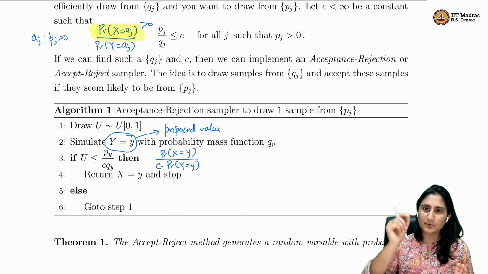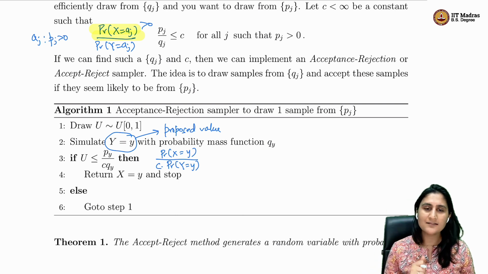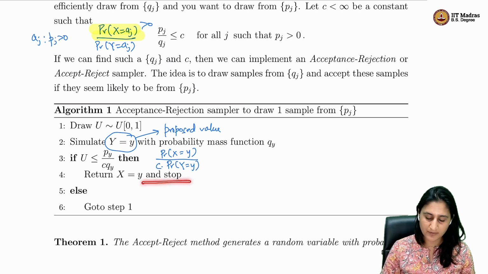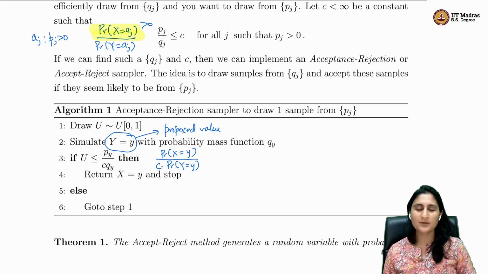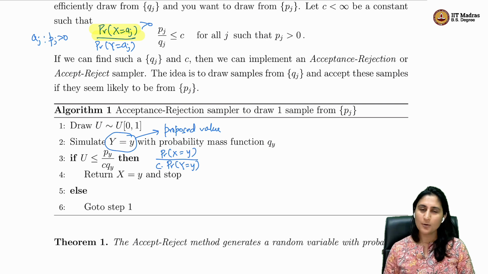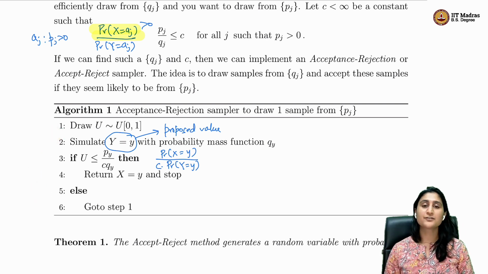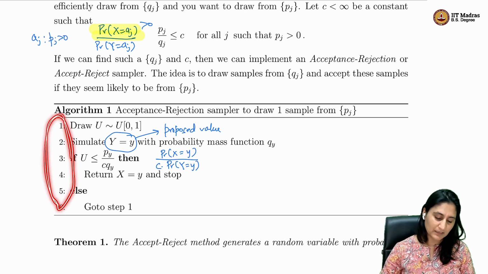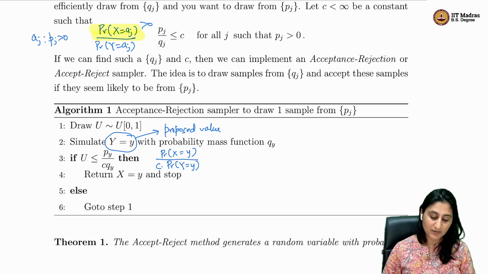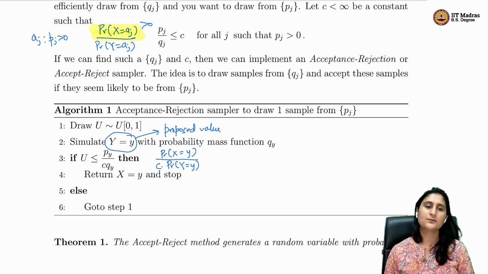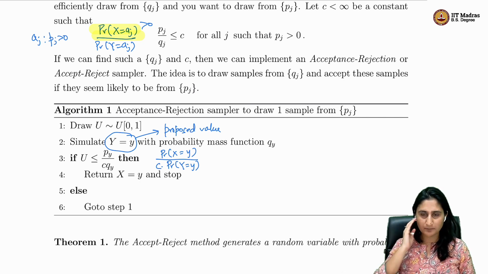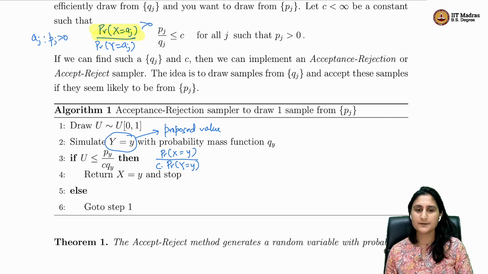So I say that the proposed value is very good, and I stop. As soon as that happens, I say, okay, great, I've gotten my value. I don't need to do anything else. But if that doesn't hold, then I go to step 1, which is the act of drawing again from the uniform draw. So in this way I can keep looping the algorithm until I get inside step number 4, until u is less than or equal to py by c qy. This is the idea of the algorithm.